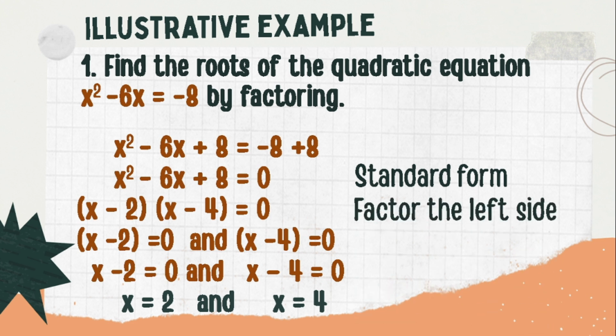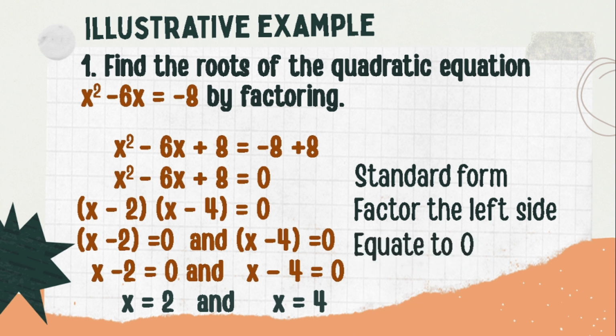Now, you want to factor the quadratic expression x squared minus 6x plus 8. To do this, look for two numbers that multiply to the constant term, which is 8, and add up to the coefficient of the linear term, which is negative 6. These numbers are negative 2 and negative 4, because negative 2 times negative 4 gives you positive 8, and negative 2 plus negative 4 gives you negative 6. Next, we will factor the left side. The quantity of x minus 2 times the quantity of x minus 4 is equal to 0.